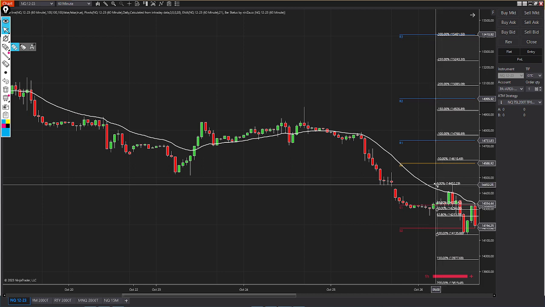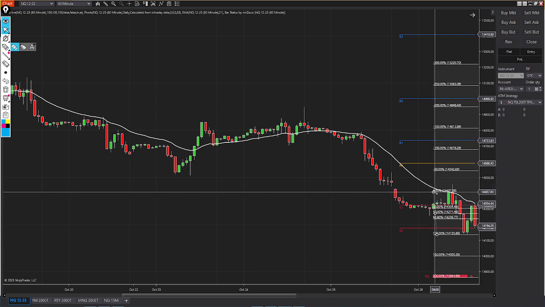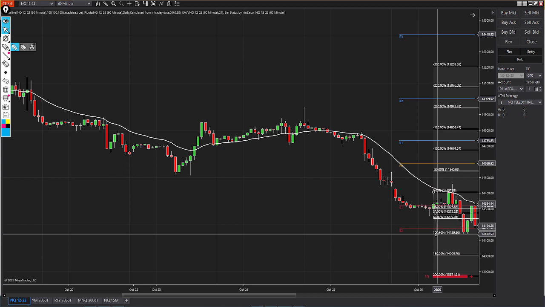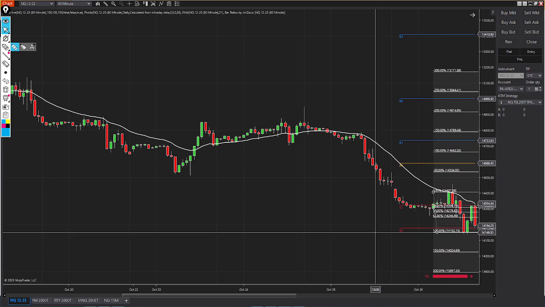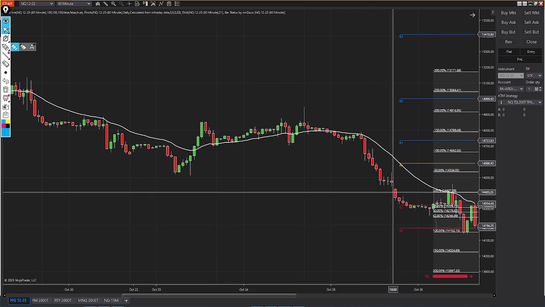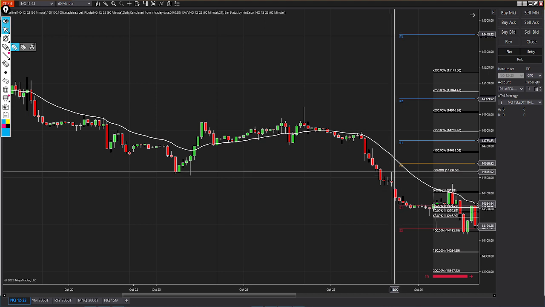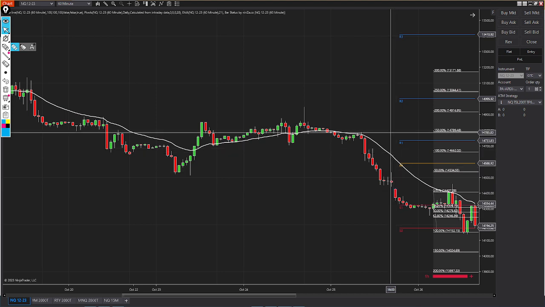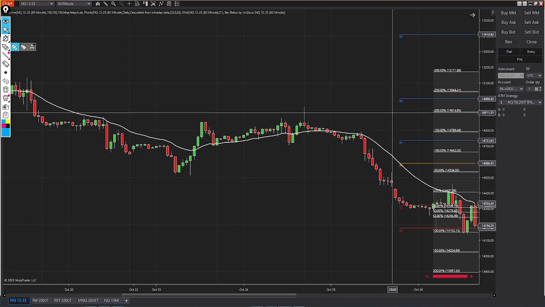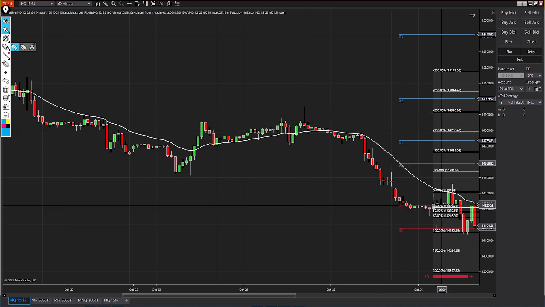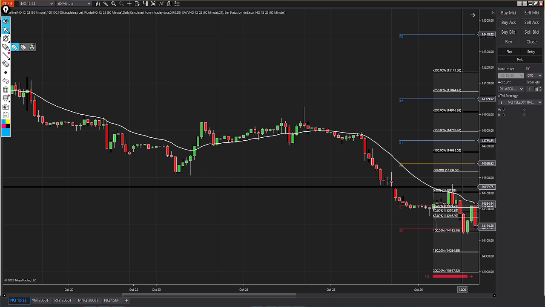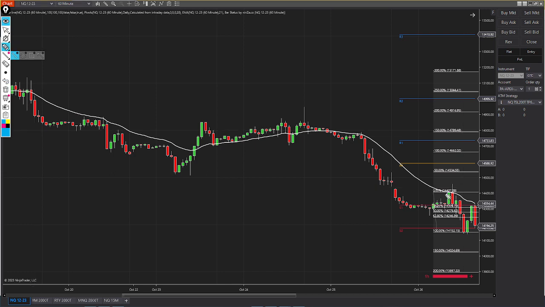Maybe like this instead. Okay, so here it's probably more accurate this way. So it suggests that this is probably a liquidity grab, and then it came right back down. So let's move forward and see what that looks like.